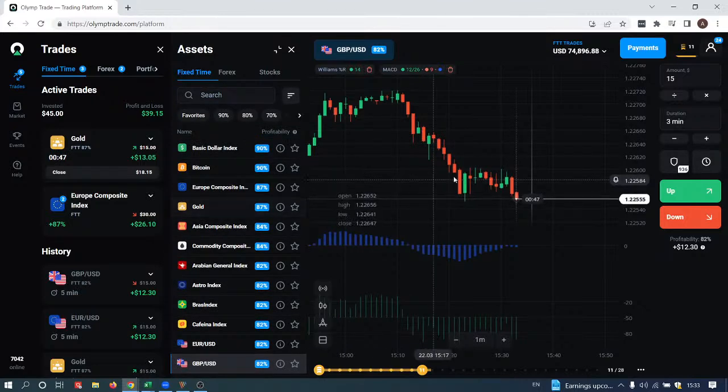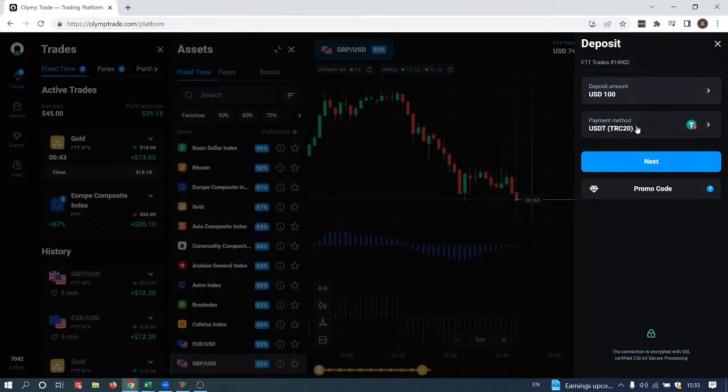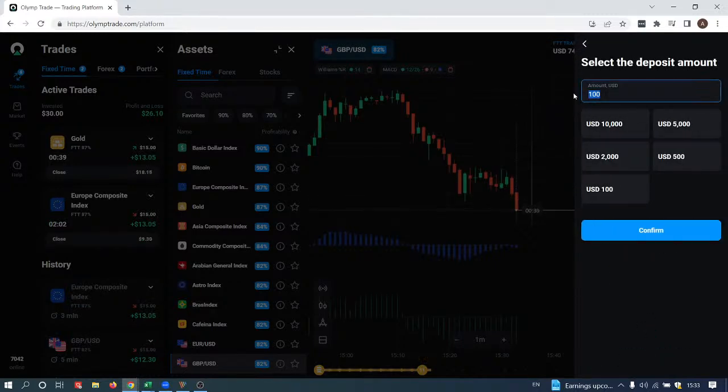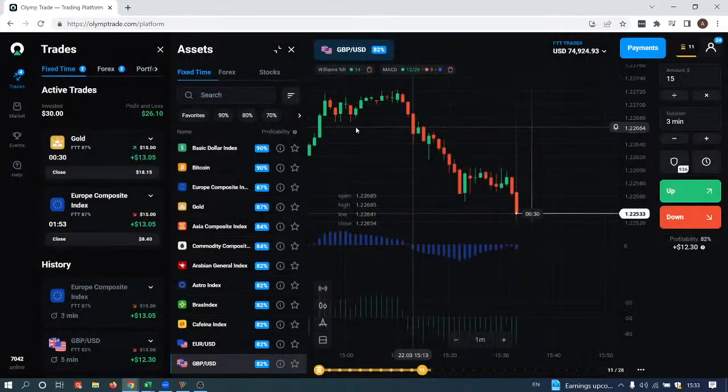In some countries it works a little slower. But in general, you can try, for example, with USDT, right? USDT is a popular crypto method, and you can try with $1. In my account it's $10, but I think it should be like $1 so that you can try this payment method.